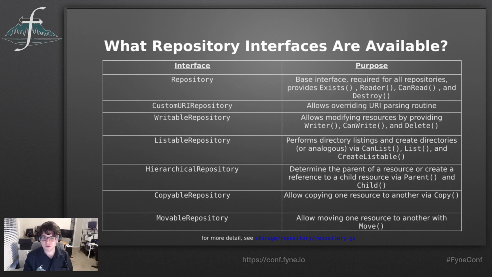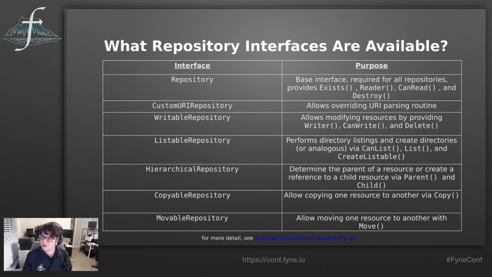Writable is for things you want to be able to mutate. Listable means that you can obtain something analogous to a directory listing, which may not always be the case for every type of file storage backend. Hierarchical means specifically that you can get the parent of a URI, and also that you can create children, or at least attempt to create children of a URI.